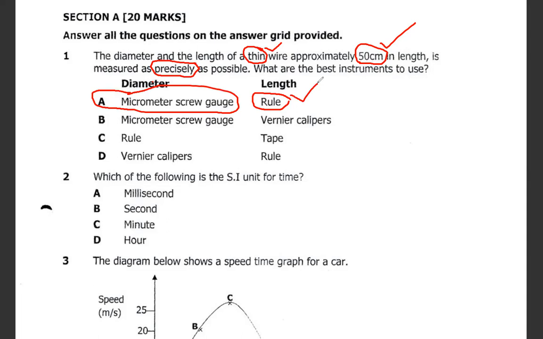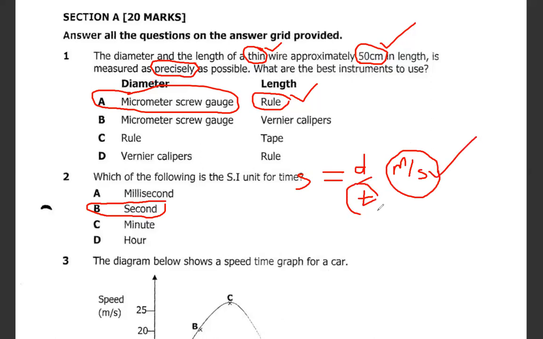B. Question 2: which of the following is the SI unit for measuring time? Time is measured in seconds. We can also confirm with the speed, which is equal to distance over time. Distance is measured in meters, over time is measured in seconds. That's why our speed units are meters per second, because these seconds represent our denominator in the formula, which is time.